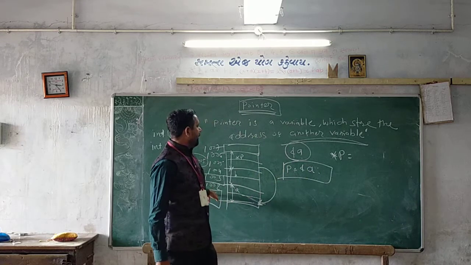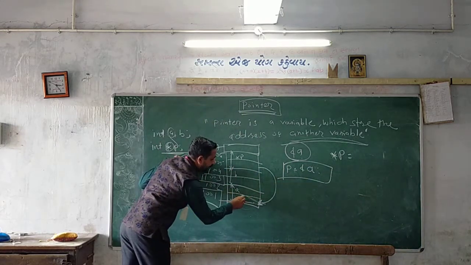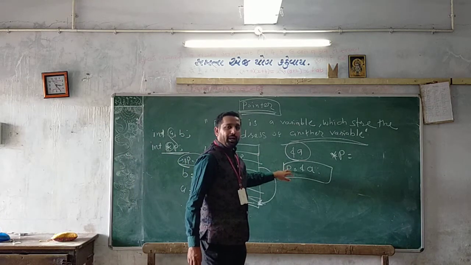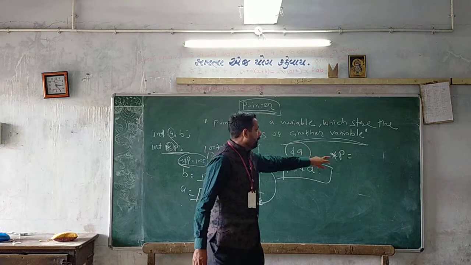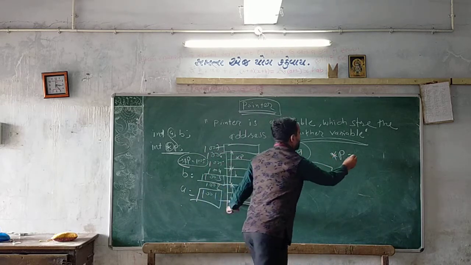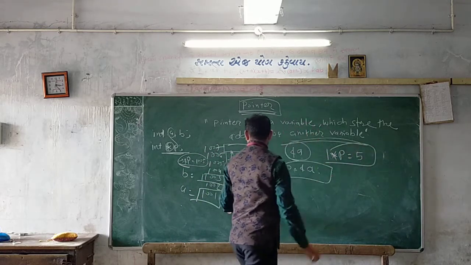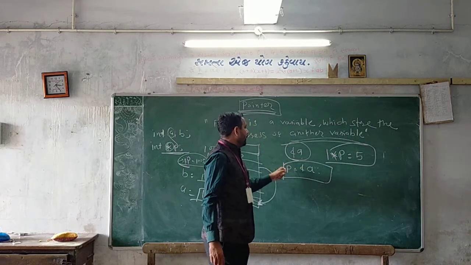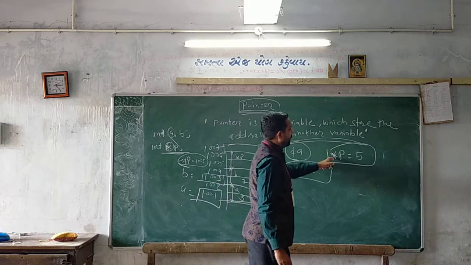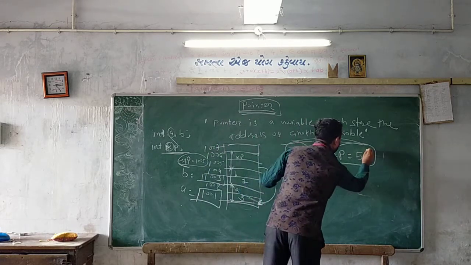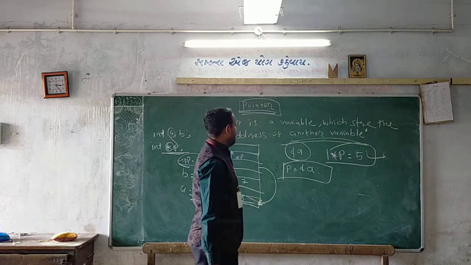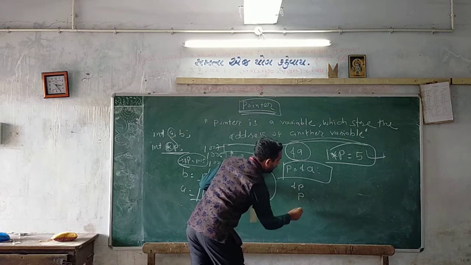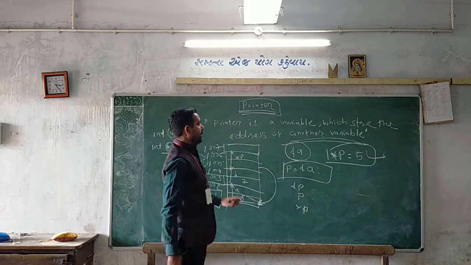Suppose in an example, a is 5 and b is 7, and p stored the address of a. So the value of *p is 5 because the value of a is 5 and the address of a is stored in the pointer. So when we use the pointer, it uses the value of a. There are three important things: &p, simple p, and *p.